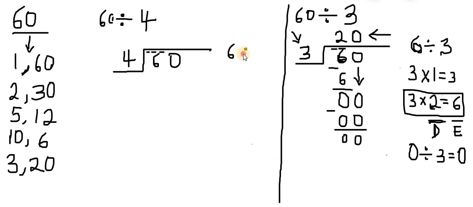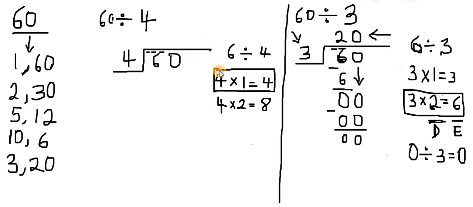6 divided by 4. So 4 times 1 is 4. 4 times 2 is 8. So we have to pick the line with the answer either equal to 6, which we don't have, so we go for the number just smaller than 6. So that's this line here, and we pick from column D on that line. So that's 1. 6 divided by 4 is 1.